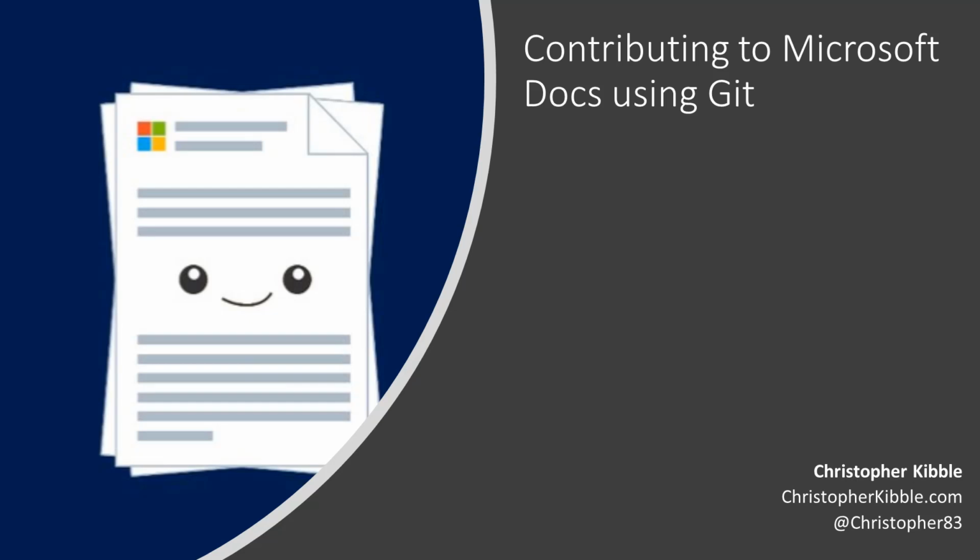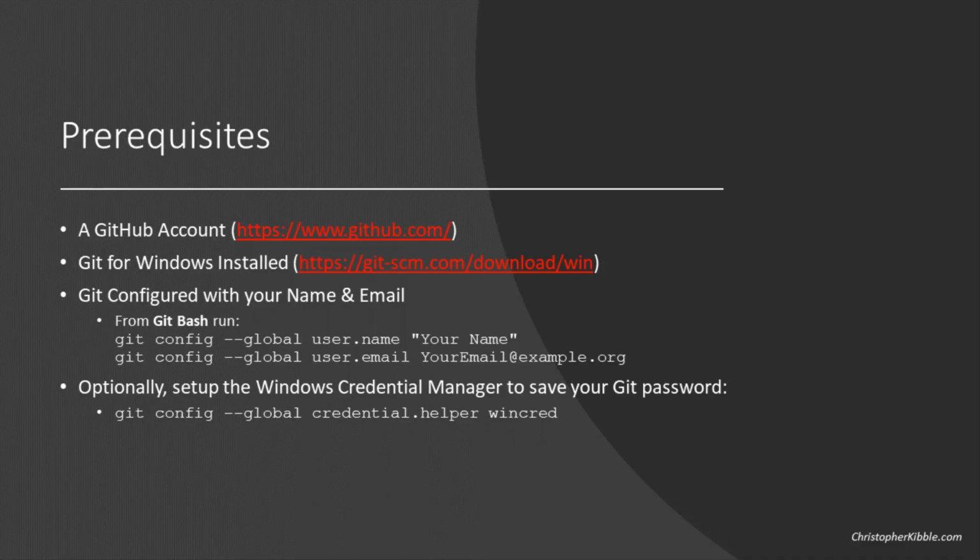Hi everyone, I'm Chris Kibble, and in this demonstration I'm going to show you how to make changes to docs.microsoft.com using Git Bash. There are just a few requirements in order to be able to do this. We'll need a GitHub account, we'll need Git for Windows installed, and we'll want to have Git pre-configured as outlined here.